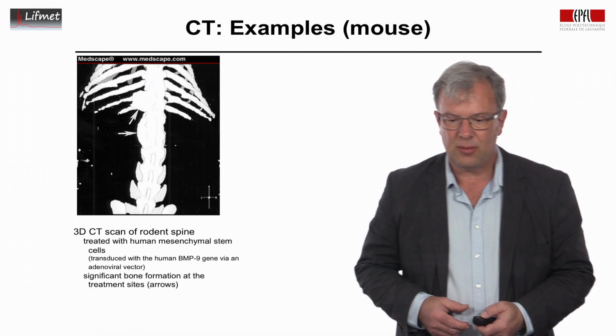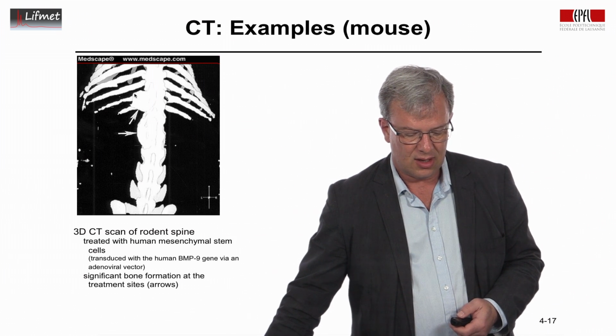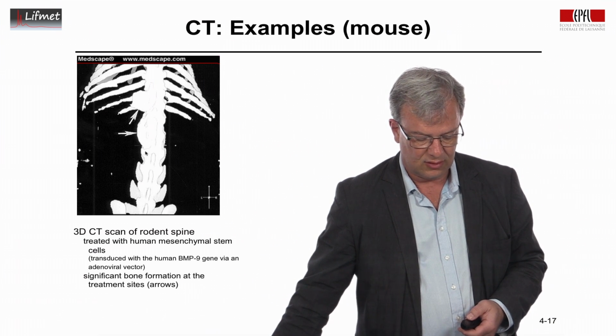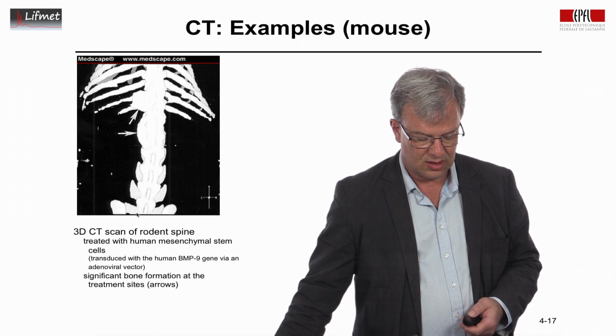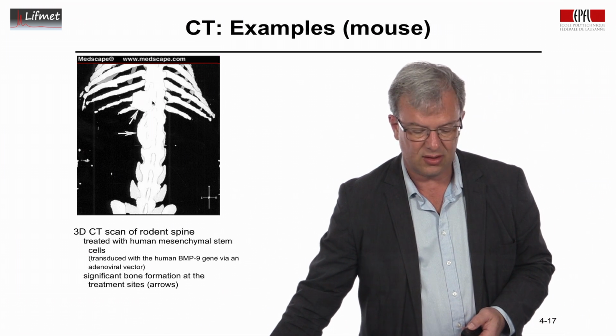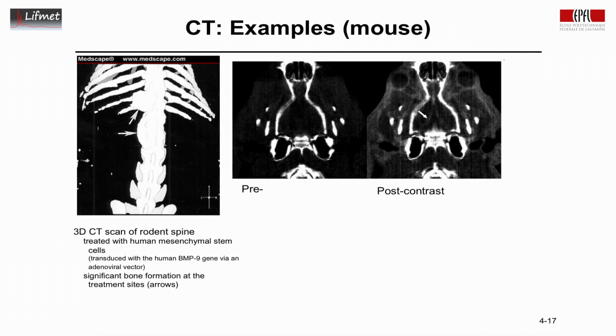Now I want to go on with some examples from mouse imaging. This is the rodent spine, a 3D CT scan of the spine. There is human mesenchymal stem cell treatment, and at the site of treatment there's significant bone formation here and here in these parts of the image. Here's an example from the head of an animal. This is pre-contrast agent injection. There's not much that we can see here. And after the contrast agent has been injected, we start to see some intensity here at this part of the vasculature.